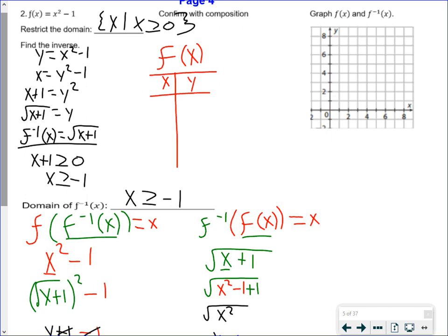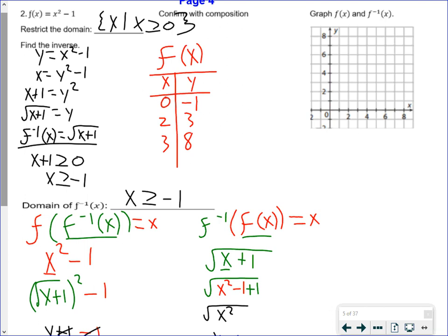So on this table, we're not going to go through all of those. We're really just going to go with 0, 2, and let's do 3. Okay? So when you plug in 0, we get 0 squared minus 1. That's going to be negative 1. We plug in 2. 2 squared is 4. 4 minus 1 is 3. Plug in 3. We get 3 squared, which is 9. 9 minus 1 is 8.